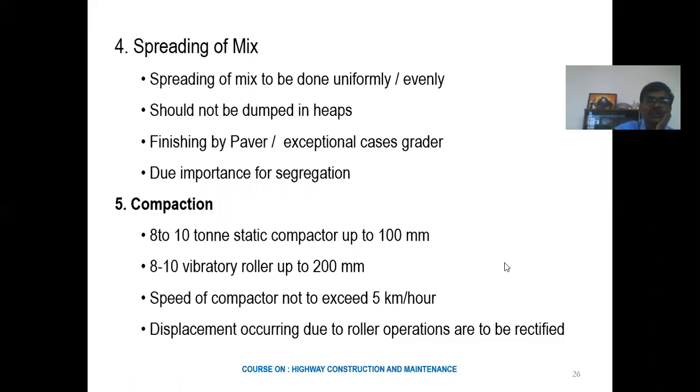So once the mix is spread, compaction is to be carried out using an 8 to 10 ton static compactor for thickness up to 100 mm. For bigger lift thickness, a vibratory roller of 8 to 10 ton capacity is to be used. During compaction, speed of the rolling is not to exceed 5 km per hour. Any displacement occurring due to the rolling operations is to be rectified.